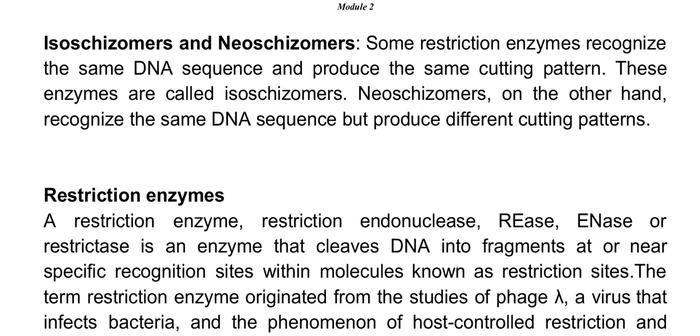Isoschizomers and neoschizomers. Some restriction enzymes recognize the same DNA sequence and produce the same cutting pattern. These enzymes are called isoschizomers. Neoschizomers, on the other hand, recognize the same DNA sequence but produce different cutting patterns.